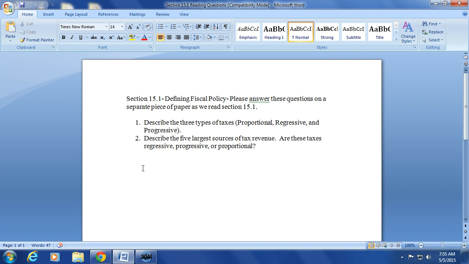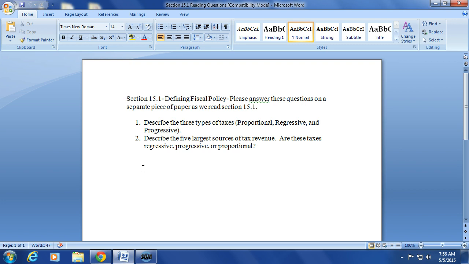So you do see some economists talking about how proportional taxes are actually not good taxes. In some ways, they almost act as a regressive tax. All right, so now let's move on to number 2, the 5 largest sources of tax revenue, and are these taxes regressive, progressive, or proportional?